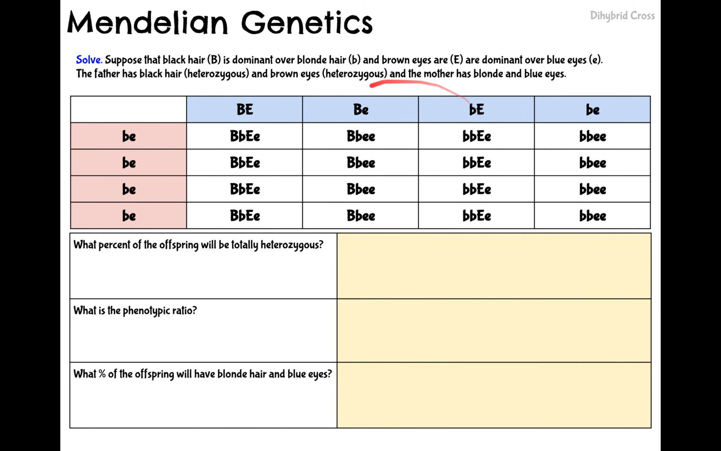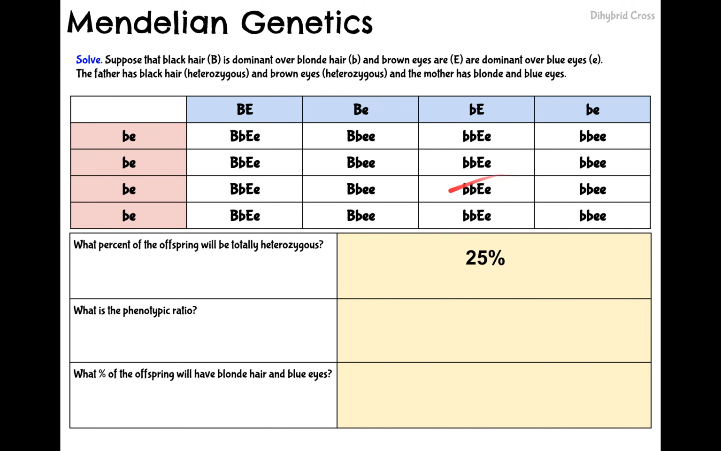My whole Punnett square, my dihybrid cross, is complete. I have a series of questions I need to answer. What percent of offspring will be totally heterozygous? The word totally means out of all 16 of your offspring, which ones will be heterozygous? Heterozygous, remember, is 1 capital letter, 1 lowercase letter. So I have 1 capital, 1 lowercase, 1 capital, 1 lowercase. So that would be 1, 2, 3, 4. Okay. Any others? I don't see any. So 1, 2, 3, 4 out of a total of 16 would be what percent?